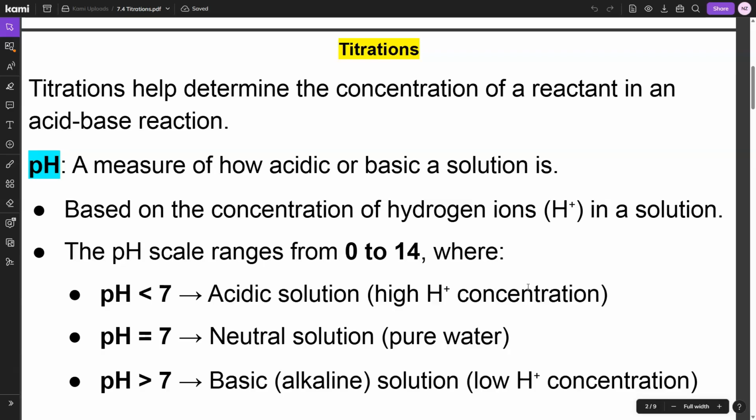pH is a measure of how acidic or basic a solution is, and it's based on the concentration of hydrogen ions in a solution. Our pH scale ranges from 0 to 14, typically, where if you're less than 7, you are an acidic solution, meaning you have a very high concentration of hydrogen ions. If your pH is equal to 7, you are a neutral solution, which is going to just be pure water. That's where your concentration of hydrogen and hydroxide ions are equal. And then when your pH is greater than 7, you are a basic or alkaline solution, meaning you have a high concentration of hydroxide ions.